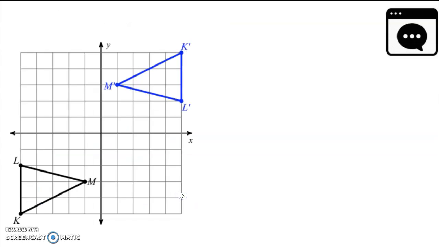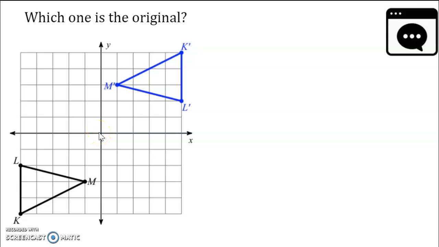All right, what about this? What do you notice as the transformation? Okay, so first of all, which is the original? Is it the black triangle or the blue triangle? It's the black triangle because it's the one without the prime notation. So triangle LMK, and we have triangle L prime, M prime, and K prime. So L and L prime match up, M and M prime match up, and K and K prime match up, right? So they're the corresponding points.